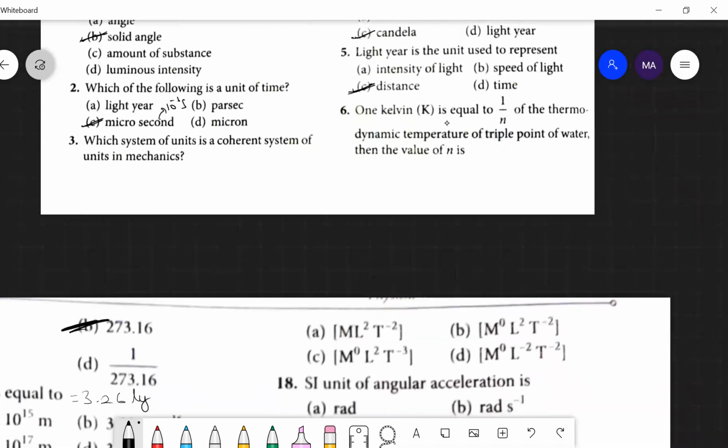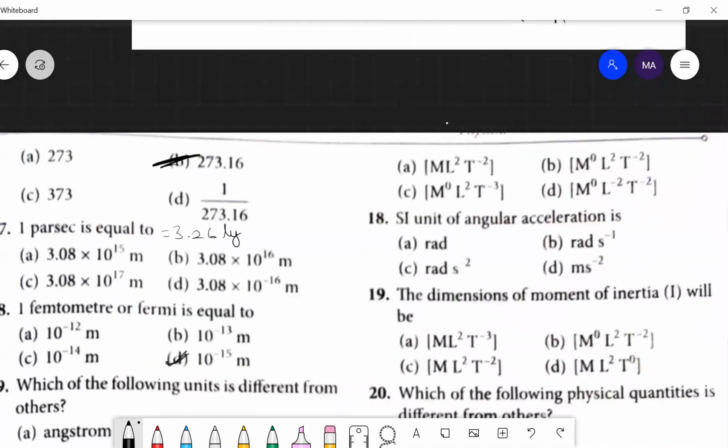1 Kelvin is equal to 1 by n times the thermodynamic temperature of the triple point of water. I can write here: 1 Kelvin is equal to 1 by n times the thermodynamic temperature of the triple point of water. That means the n value will be equal to how much? The triple point of water will be equal to 273.16 Kelvin. So the second option will be the answer for that one.